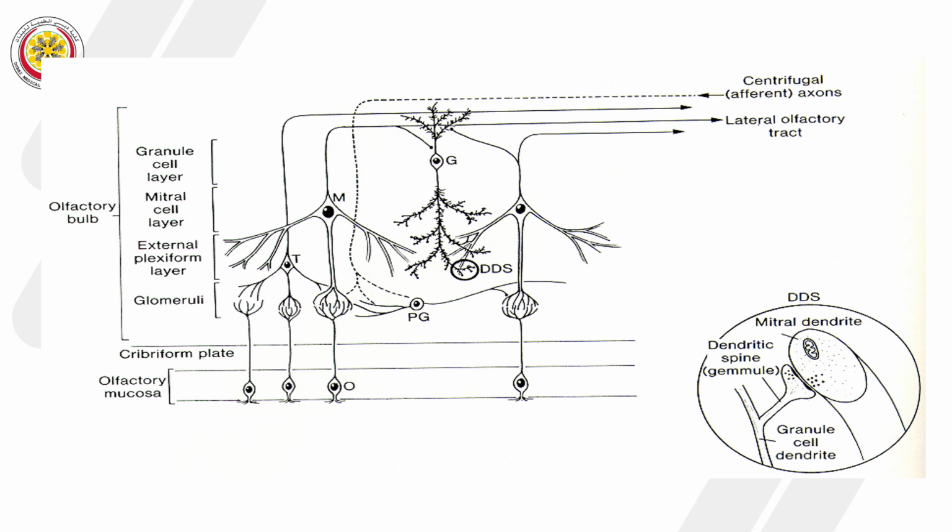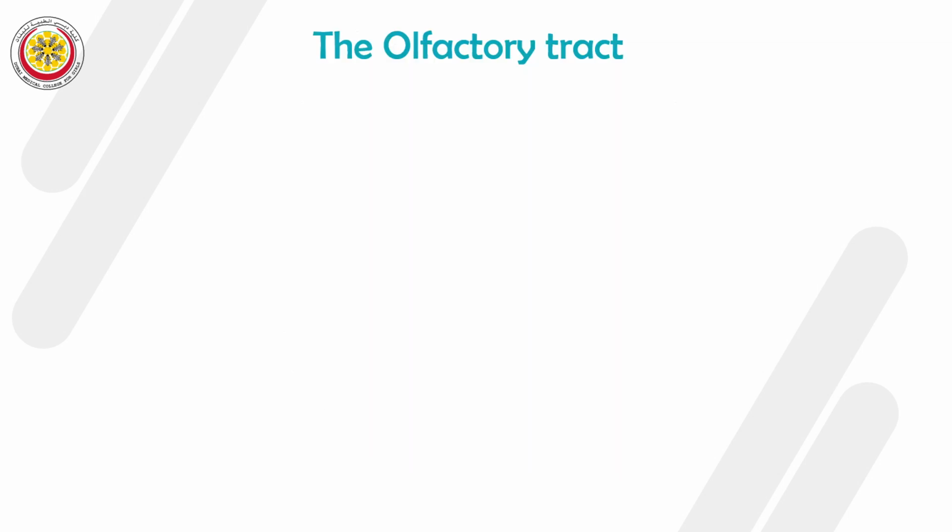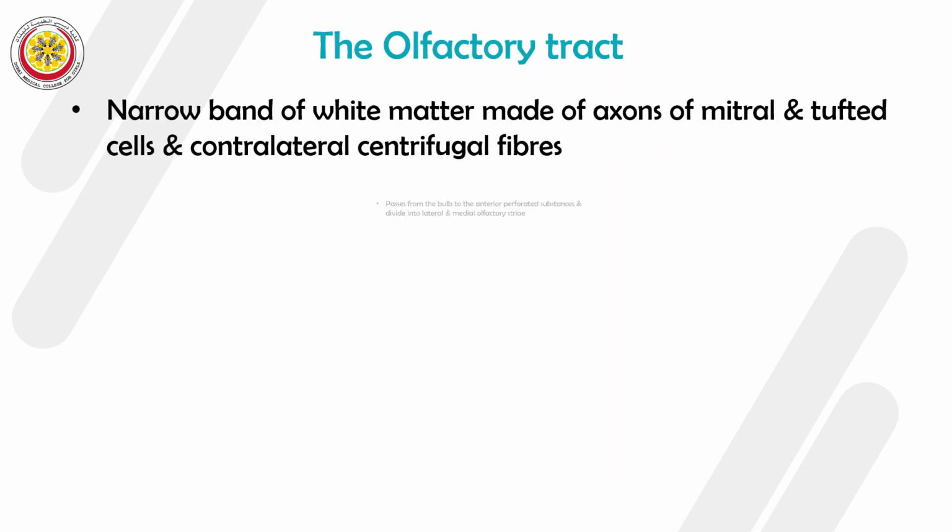And I told you I don't want to go into the details because, as you can see, there are different things here. There are other cells in the bulb. When you discuss olfaction, you go into the structural details of the bulb. Now this is the bulb, an extension of the cortex. And this is called the olfactory tract, which is formed of the axons of the mitral cells in the bulb. They go back to the cortex, which is called the olfactory cortex.